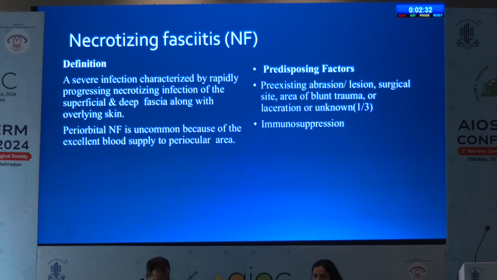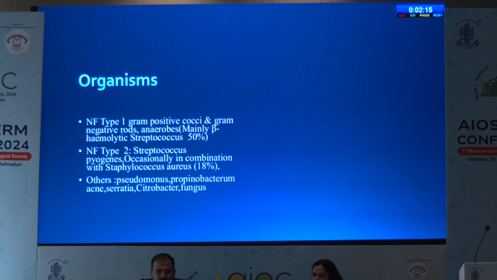Predisposing factors, you must be knowing, are basically penetrating trauma, pre-existing abrasion or lesion, surgical site, blunt trauma, but sometimes in one-third of the cases no cause is found. Immunosuppression is one of the risk factors. Depending upon the organisms involved, there are two types of NF seen in the periorbital area, NF1 and NF2.